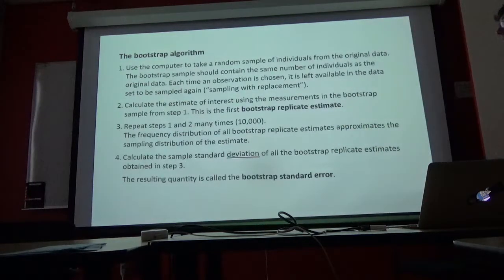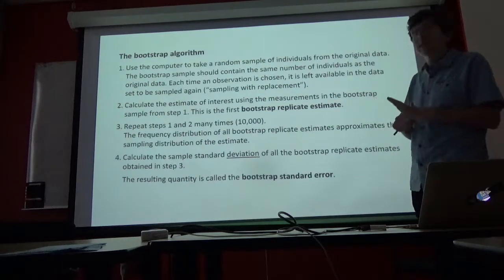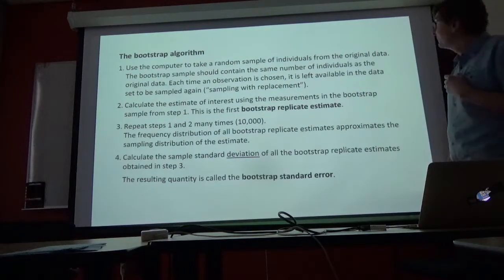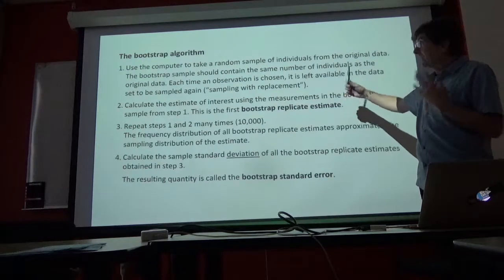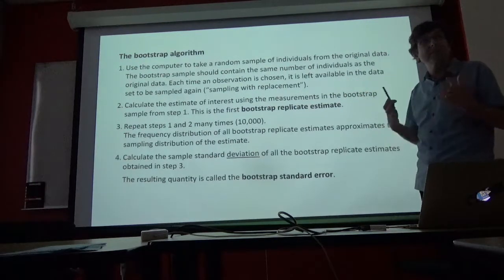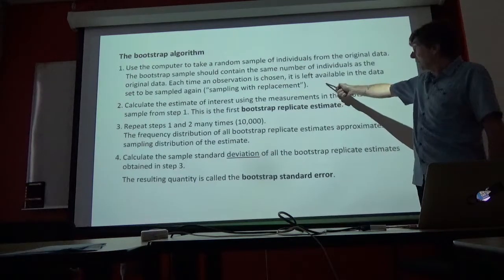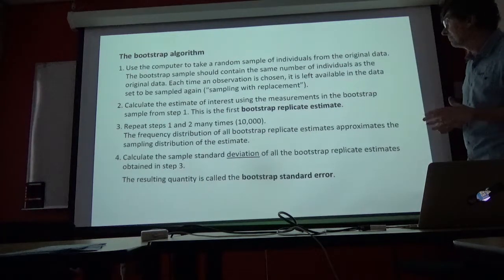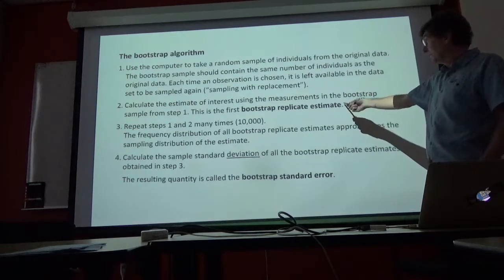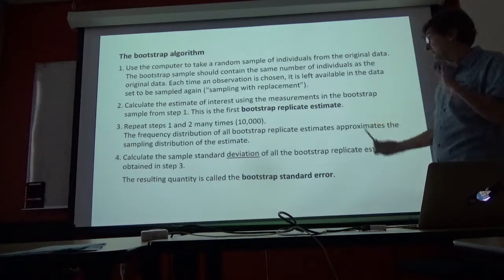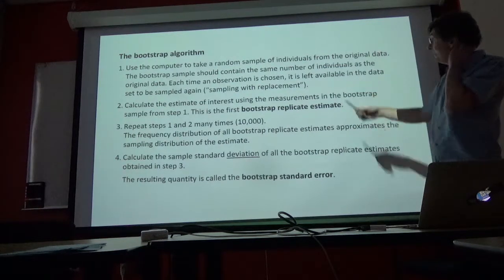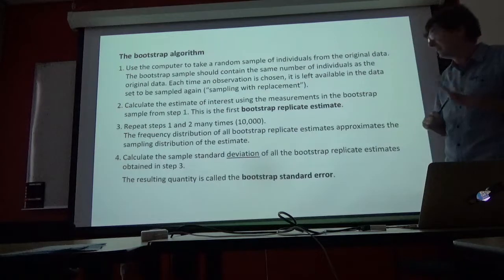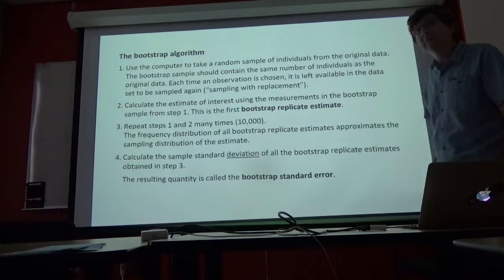So the way it works is you have your random sample. Use the computer to take a random sample from that random sample. Call that the bootstrap sample. Each bootstrap sample will have the same number of observations as the data themselves. And every time an observation is chosen, it's left available so that you're sampling with replacement. Then on that bootstrap sample, you calculate the estimate of interest, say X bar, and that's the first bootstrap replicate estimate. And then you repeat that procedure many times, 10,000 times.